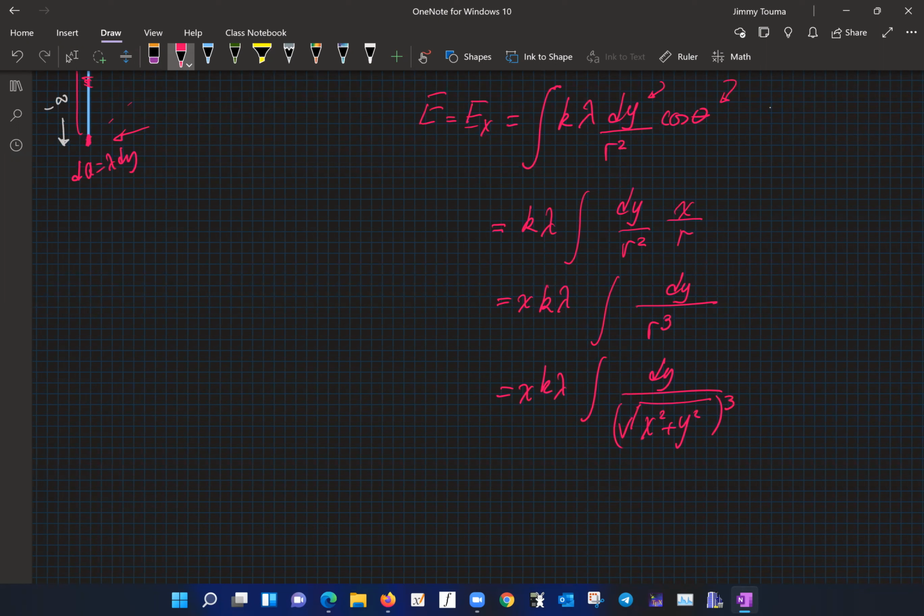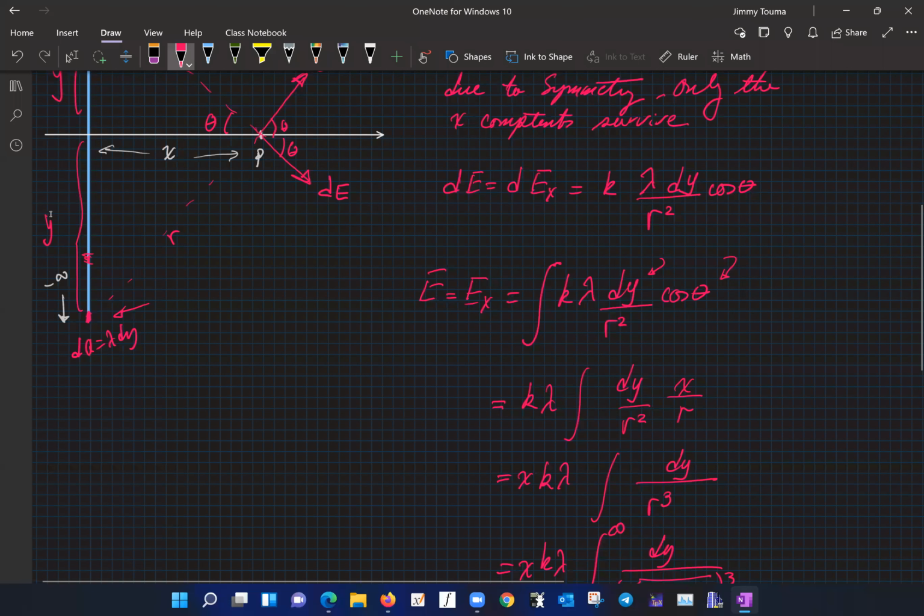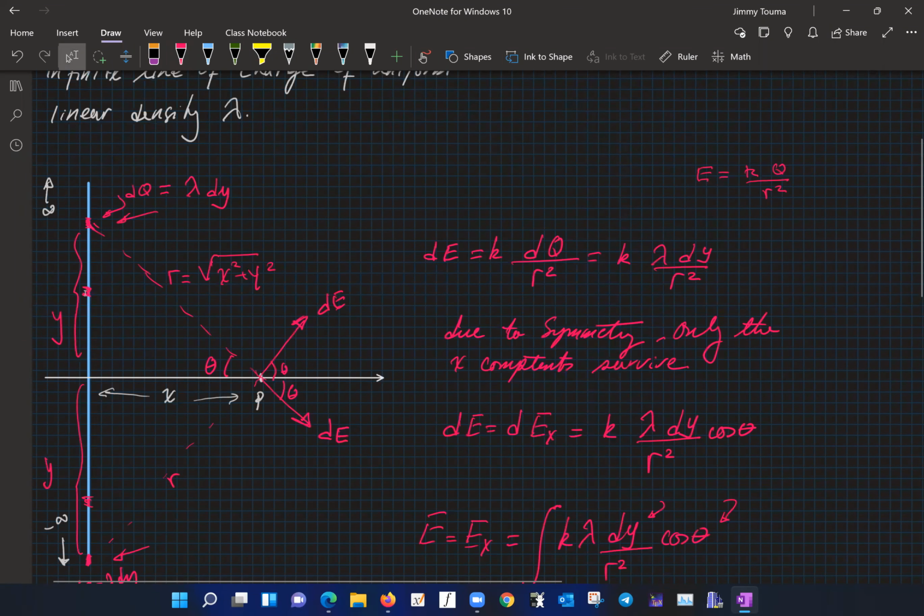Okay. What are my limits of integration? Now my limits of integration are from minus infinity to infinity. I'm starting here, adding up all the contributions from negative infinity. And then I move up, up, up, and I keep going up and add up everything to plus infinity. All right.